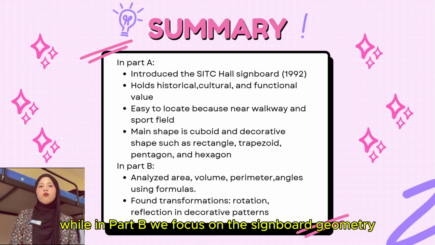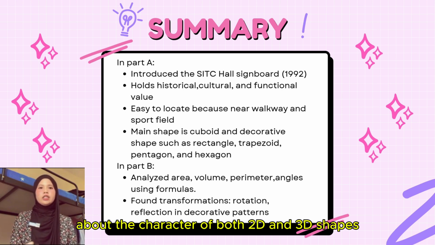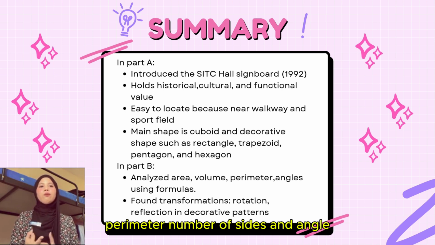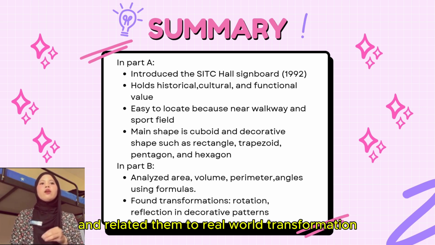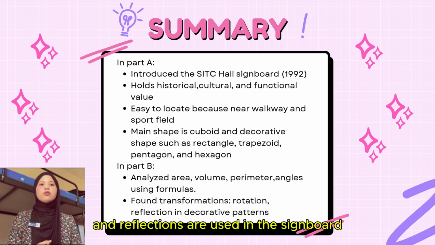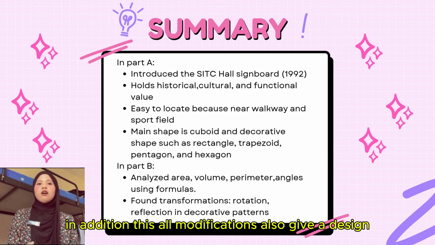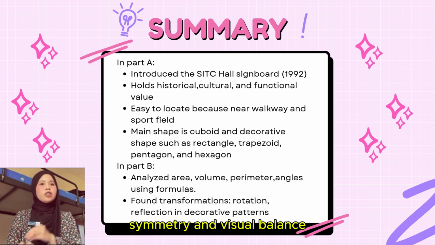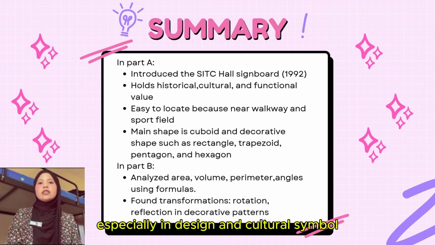While in part B, we focus on the signboard geometry. We discuss the character of both 2D and 3D shapes, including the area, volume, perimeter, number of sides, and angle. We compute measures using established formulas and relate them to real-world transformation concepts, where rotations and reflections are used in the signboard pattern and motif. In addition, these modifications also give design symmetry and visual balance by highlighting the useful applications of geometry, especially in design and cultural symbols.